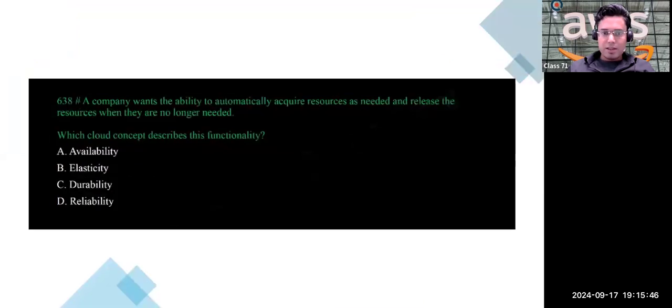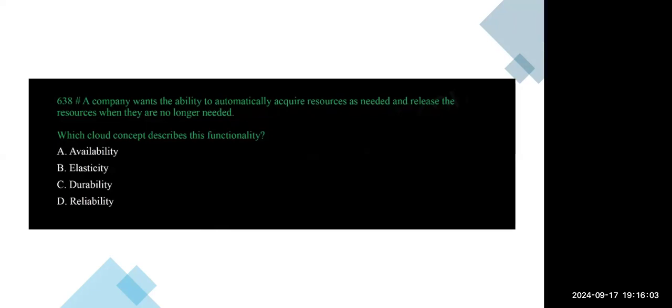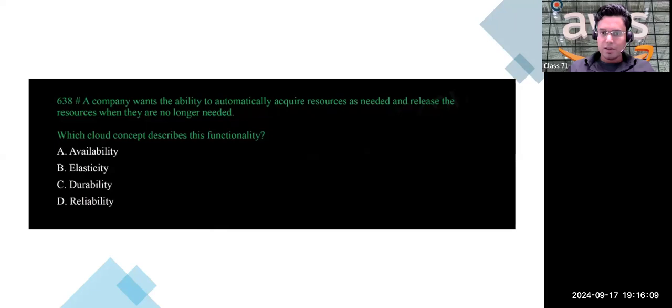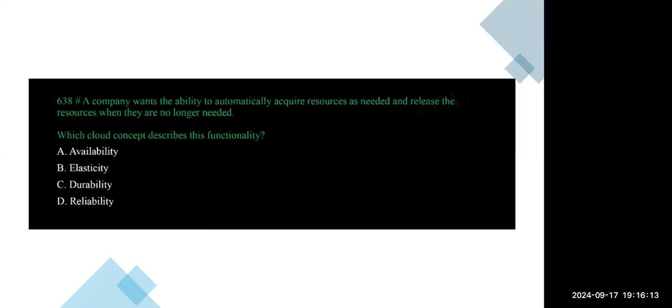So next, a company wants the ability to automatically acquire resources as needed and release resources when they are no longer needed. So what do you think? It's easy, I think. I think that's B, elasticity, I believe. Yeah, correct. What do you think, Mark and Christian? Is B right?